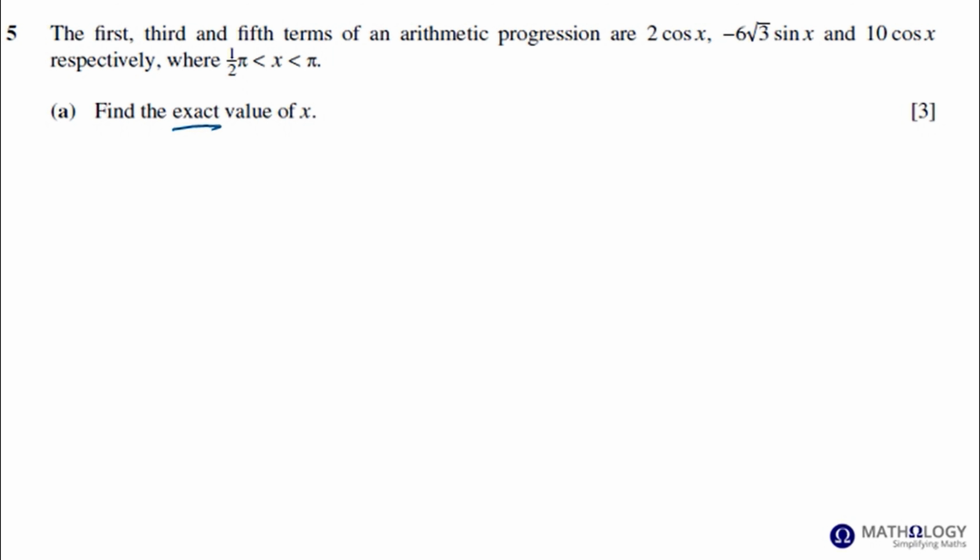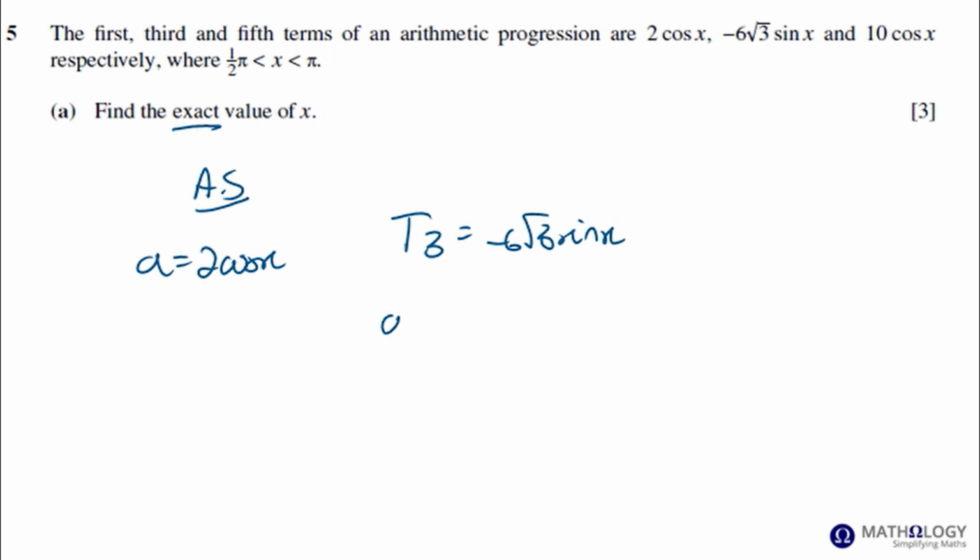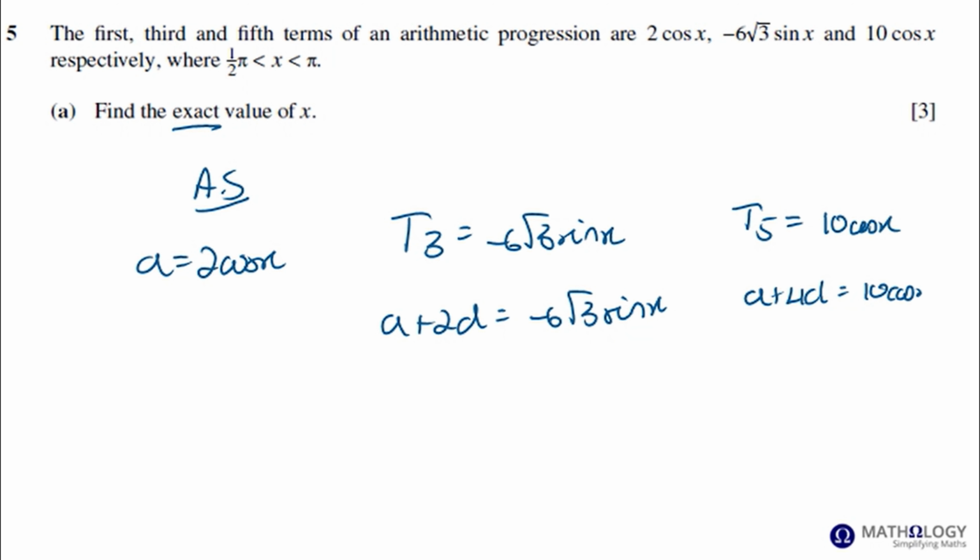So the first term is 2 cos x. So we have an arithmetic series. The first term is 2 cos x. The third term is minus 6 root 3 sin x. The third term of an arithmetic sequence is a plus 2d. And the fifth term is 10 cos x. So a plus 4d equals 10 cos x.